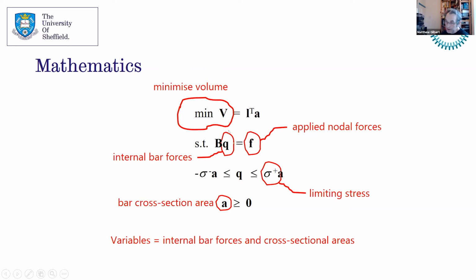We're enforcing equilibrium, so equilibrium between the internal bar forces and the nodal forces. So equilibrium in the x direction and y direction at each and every node. We then impose limiting stress constraints, and finally we enforce the area variable having only a non-negative value. It doesn't make sense to have a negative area. So in the optimization problem, we're minimizing the volume subject to the constraints shown, with internal bar forces and cross-sectional areas as the problem variables.